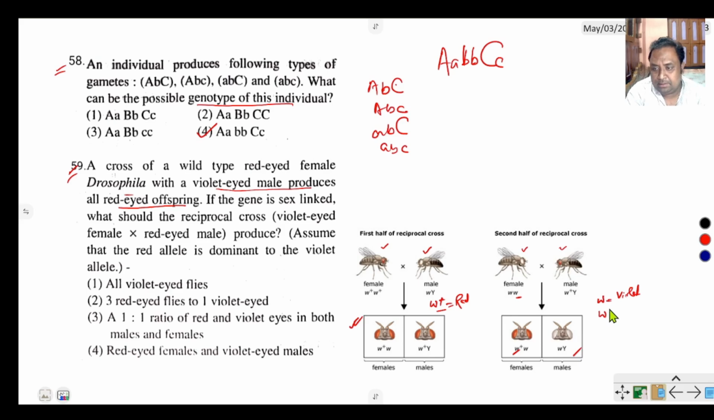W plus is red because these are sex-linked traits. The Y chromosome does not carry any allele; only the X chromosome has it. So W plus expresses itself, but the Y does not. In the case of the reciprocal cross, red and violet both are present. Red-eyed female and violet-eyed male is the correct option.